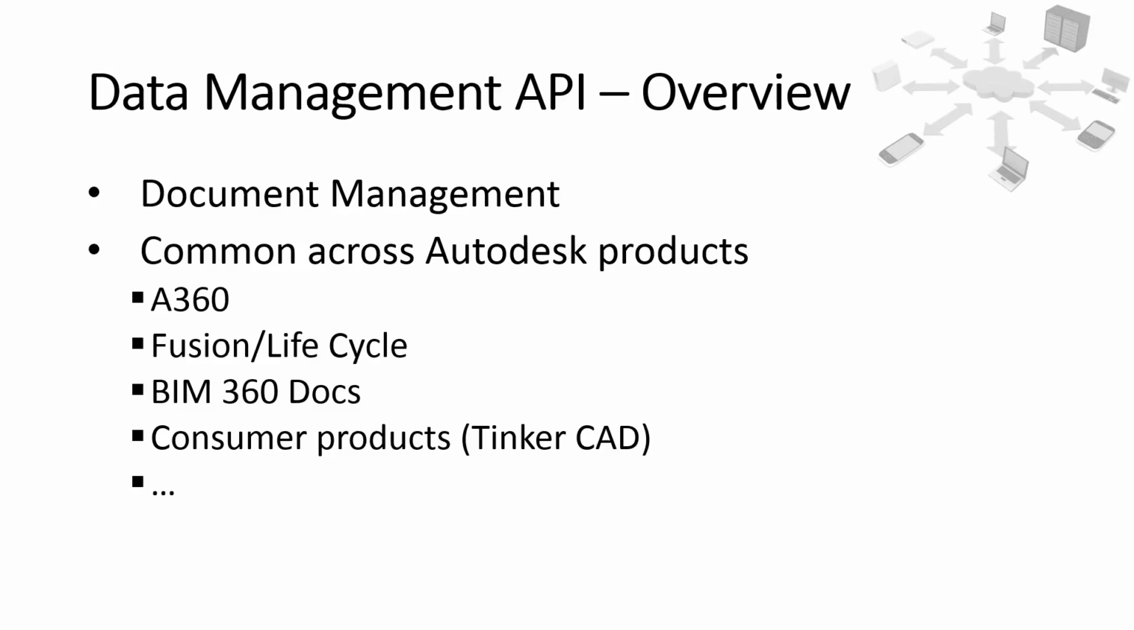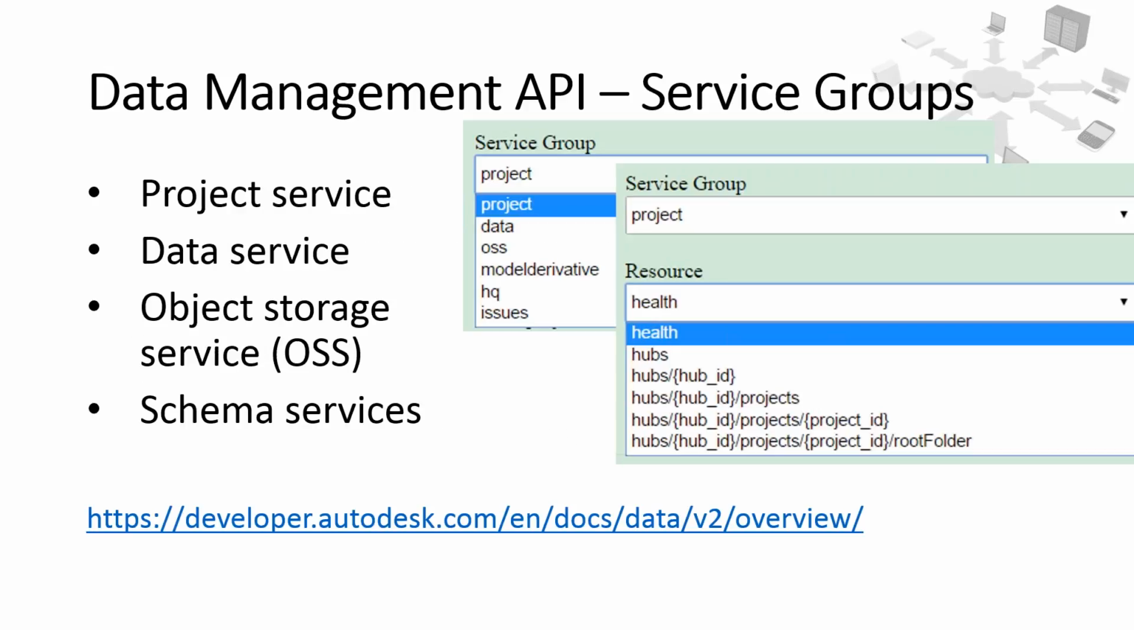And some other products such as InfraWorks, I expect will be joining this family very soon. The data management API has a couple of service groups. One is project services, which is to access the project. Data service is used to access the content, which could be folders and files. It also has an object storage service, called OSS. This is the main part: if you want to upload and download files, you always access this part.